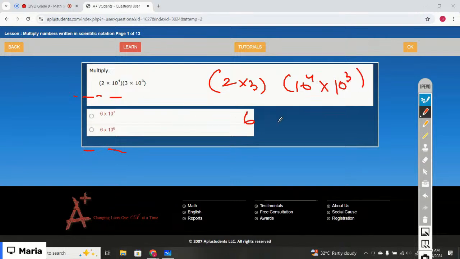So 2 times 3 is 6, right? So for the 10s, their bases are same, you need to add their exponents. So that is 6 times 10 exponent 7. Option number 1 is the correct option.